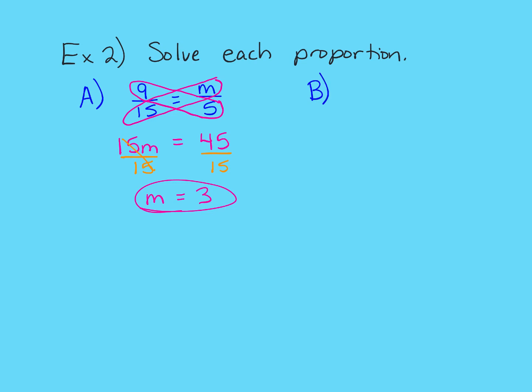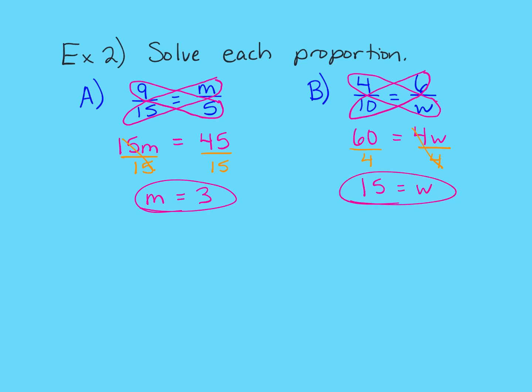B part, we have 4/10 equals 6/W. Going to multiply and get cross products. I think I'll start here and say 6 times 10 is 60. And then 4 times W is 4W. We want to get W by itself, so we'll divide both sides by 4. And we get that 15 is equal to W, and we have solved this proportion. We found the value of W. 4/10 and 6/15 would both reduce to 2/5, so they're equivalent fractions.